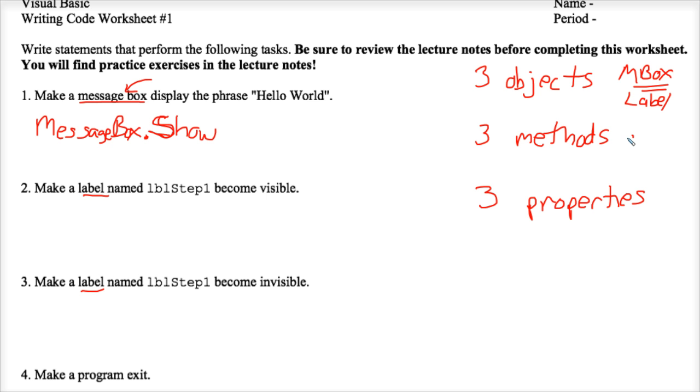Show is the example of a method that is being used in that line of code. Now the rest of it's just messy details. Anytime you have show, you need a big fat set of parentheses, and then you have to put inside there the text that you want to pop up. And it needs to be surrounded by double quotes. So that's just the way it is. There's the rest of the answer. Any questions on number 1?